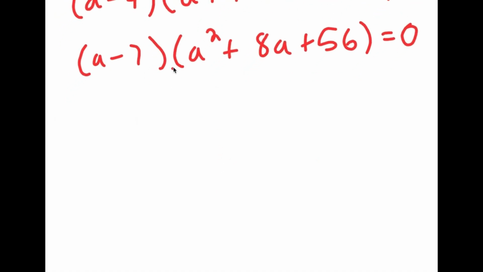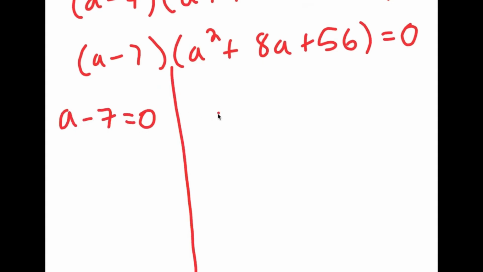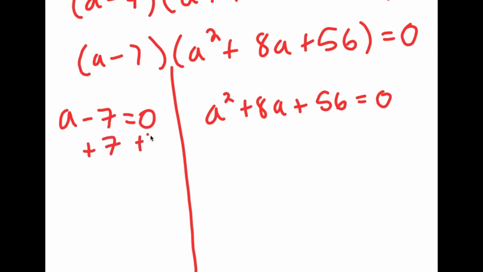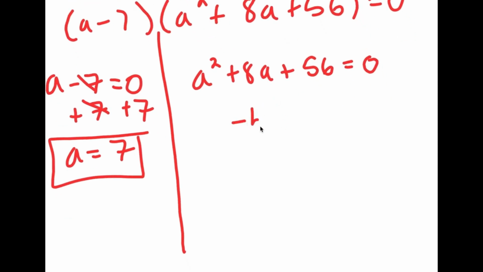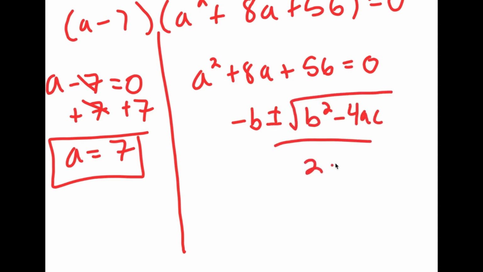Now from here, I get two equations. I get a minus 7 is equal to 0, and I get a squared plus 8a plus 56 is equal to 0. For a minus 7 equals 0, I can add 7 on both sides. These two cancel out, and I get a equals 7. And for a squared plus 8a plus 56 is equal to 0, I can use the quadratic formula, which is negative b plus or minus the square root of b squared minus 4ac all over 2a.